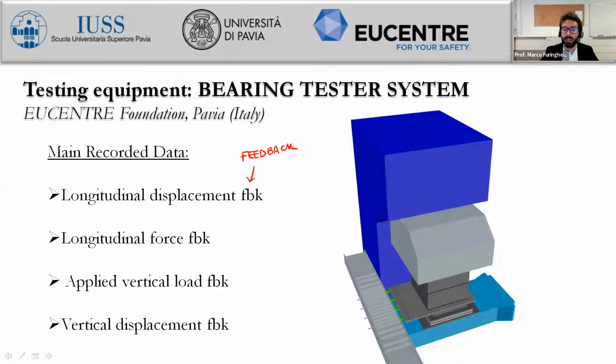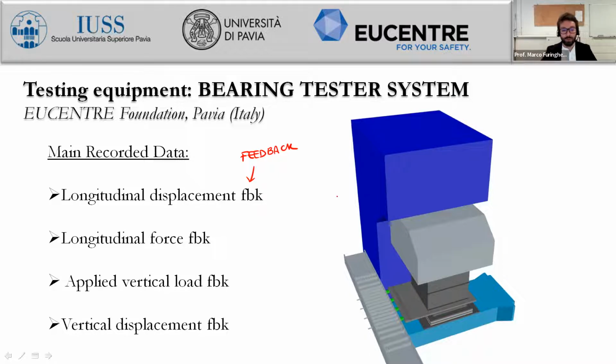So the reference is actually what we ask the equipment to do. The feedback is actually what the equipment does. So we want to consider the feedback because it is actually what is recorded during the test. The test is well performed, obviously, if the feedback is very close to the reference. So the equipment is actually able to provide the same input signals that we assume at the beginning. So the longitudinal displacement will be the relative displacement between the top and the bottom plates of the devices.